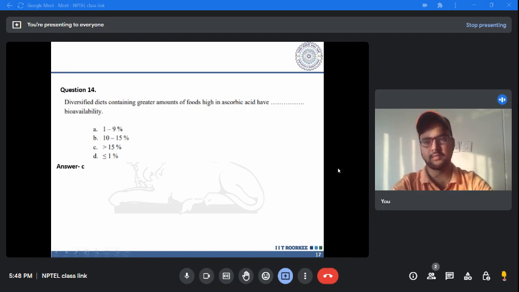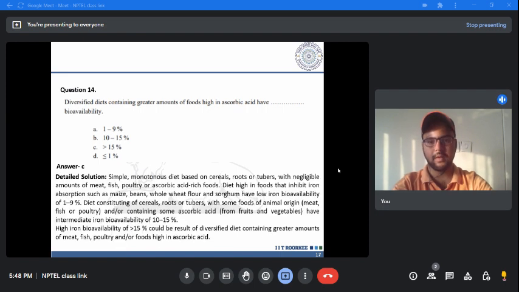So the right answer for this is more than 15%. A simple monotonous diet based on cereal, roots, and tubers with a negligible amount of meat, fish, poultry, and ascorbic acid rich foods, or a diet high in foods that inhibit iron absorption, such as maize, beans, whole wheat flour, or sorghum, has a low iron availability of 1 to 9%.